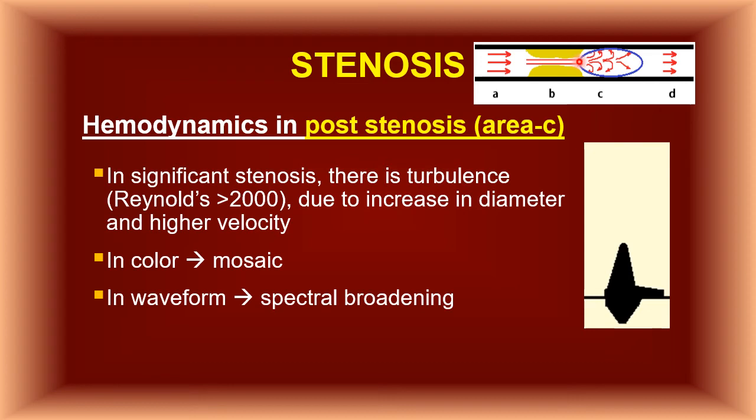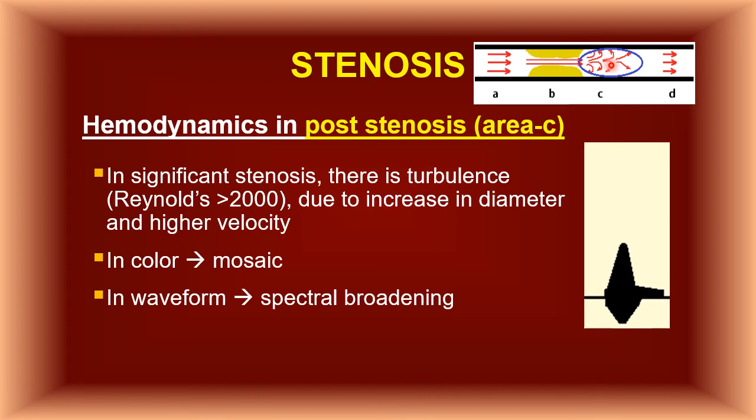Post-stenotic turbulence. What happened here? Because of the sudden change, the diameter now becomes wider. So there is an increase in the diameter, and because of the high velocity, the blood is coming from the stenotic area with high velocity. So there are two factors that will increase the Reynolds number. What are these factors? Again, diameter increase and velocity increase. What will happen? I will get a higher Reynolds number, more than 2000, and this will be reflected as turbulent flow.